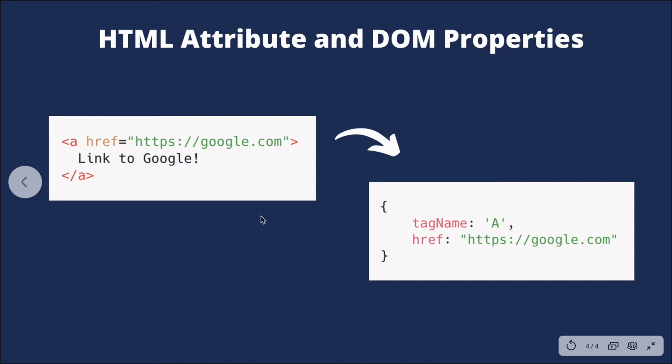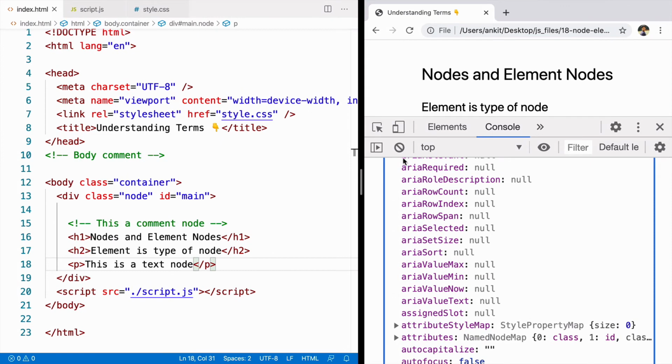For element nodes, most standard HTML attributes such as href will directly become the property of the DOM object. Here we can see href is an attribute because it is in the HTML element. As soon as this HTML element gets converted to a DOM, href becomes a property. So whenever it is in HTML, you call them attributes, but in DOM it is called properties because it is inside an object.